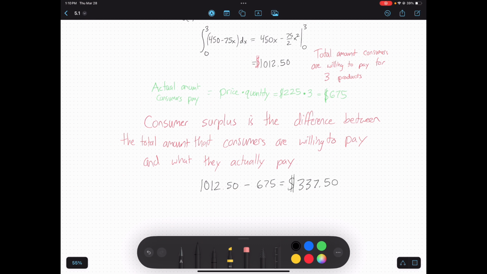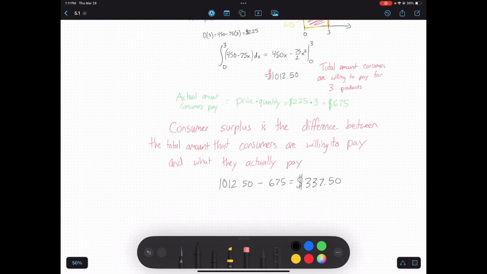Okay, so this number right here is a measure of, you can kind of think about it as, how good of a deal do the consumers think they got? How much did they find this purchase a good value? That's what that consumer surplus actually represents. The larger the number, the more the consumers are going to feel like they got a good deal. The smaller the number, the less good consumers are going to feel about that purchase, if that makes sense.